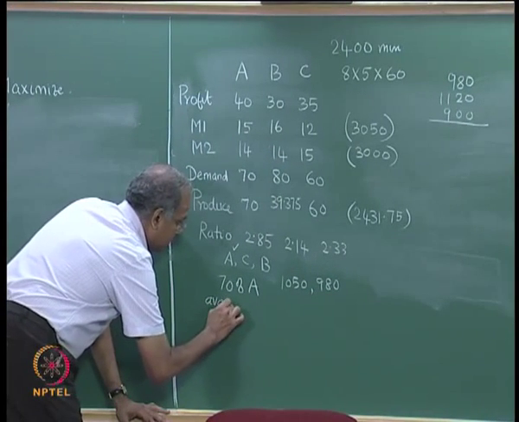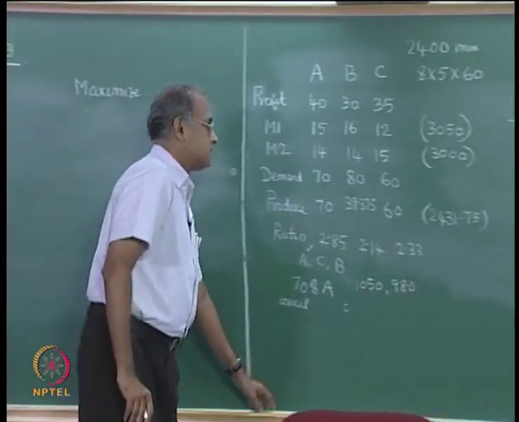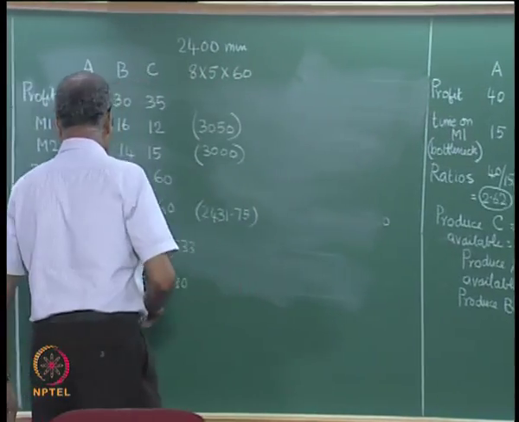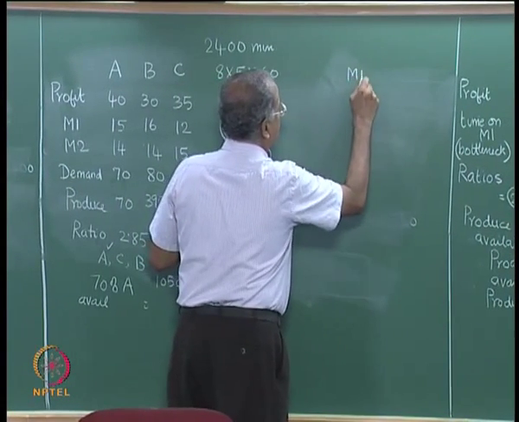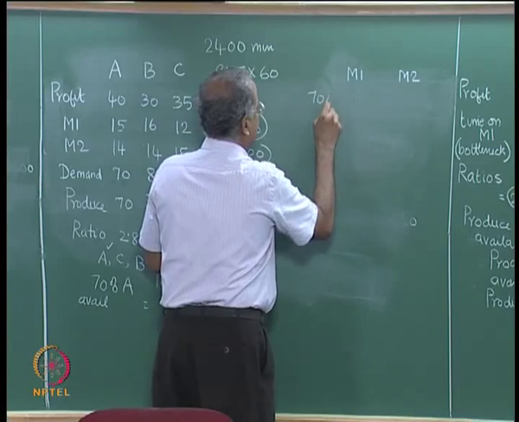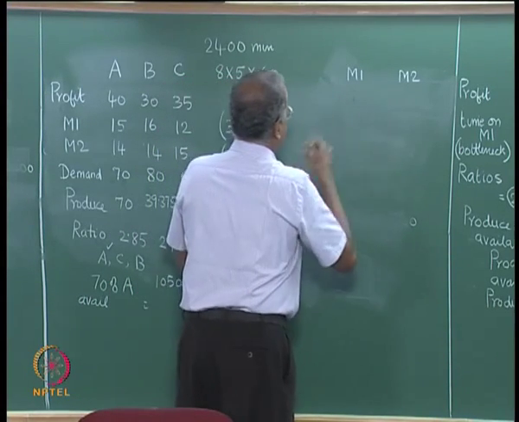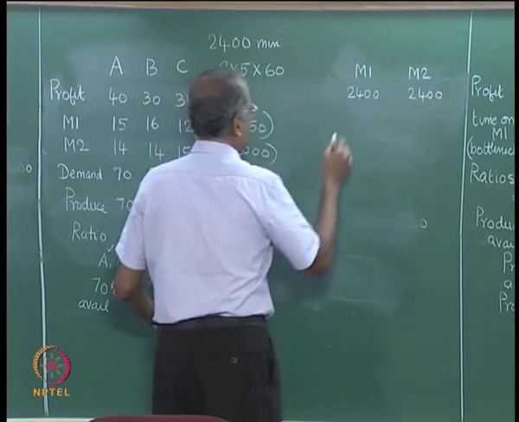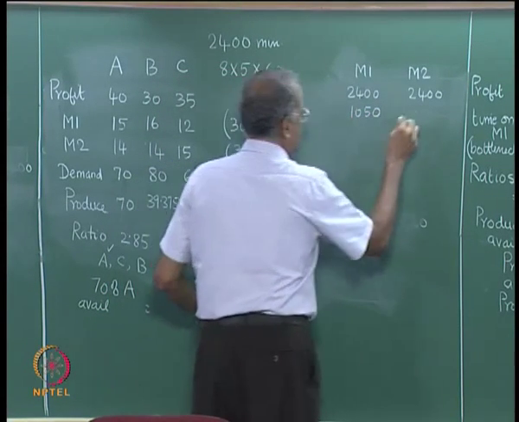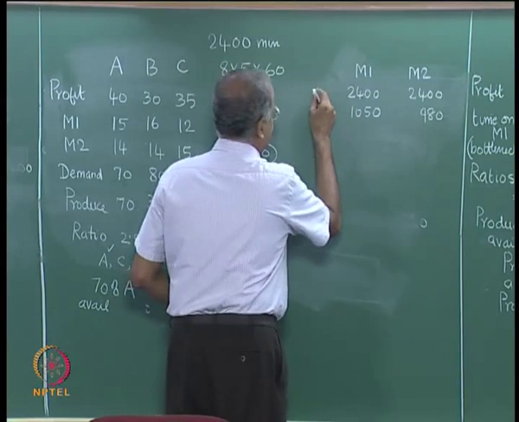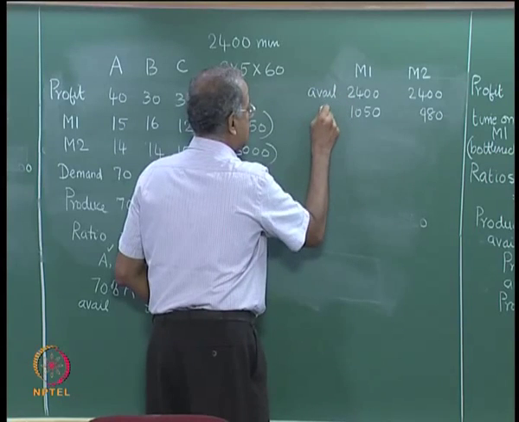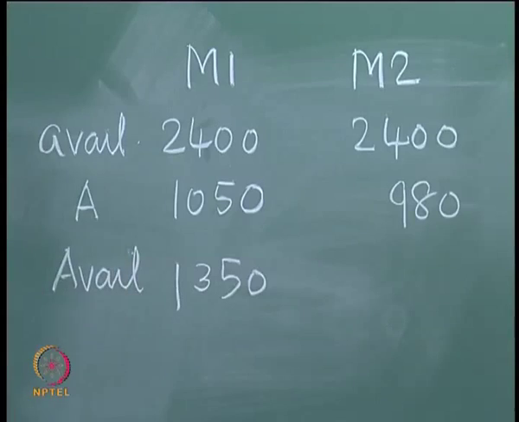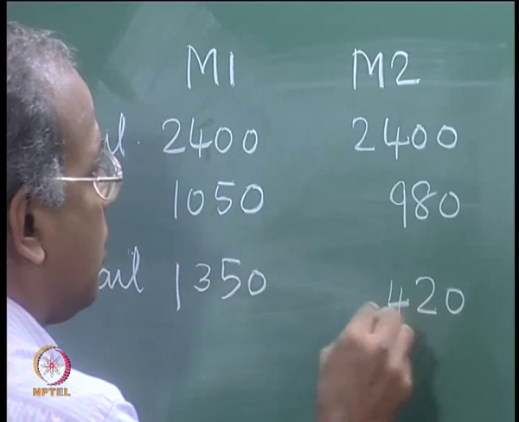So we will say availability, so both machines M1 and M2. So we are producing 70 of A. So initial availability is 2400, 70 of A 1050, 980. So this is availability, this is A, this is again availability 1350, 1420.